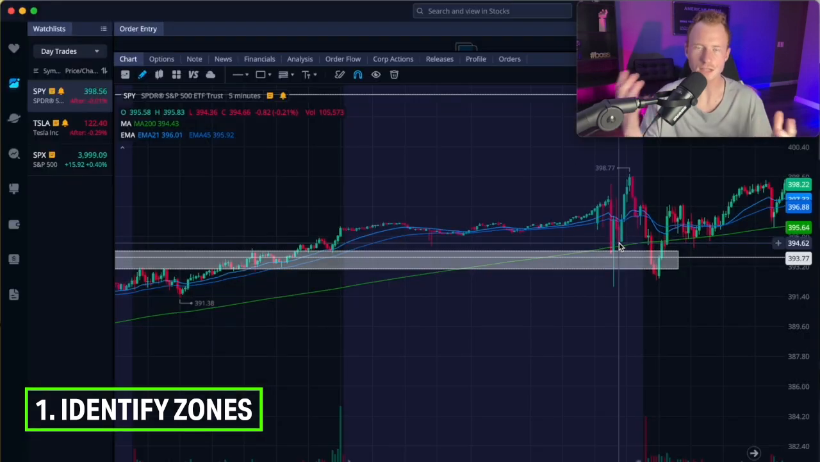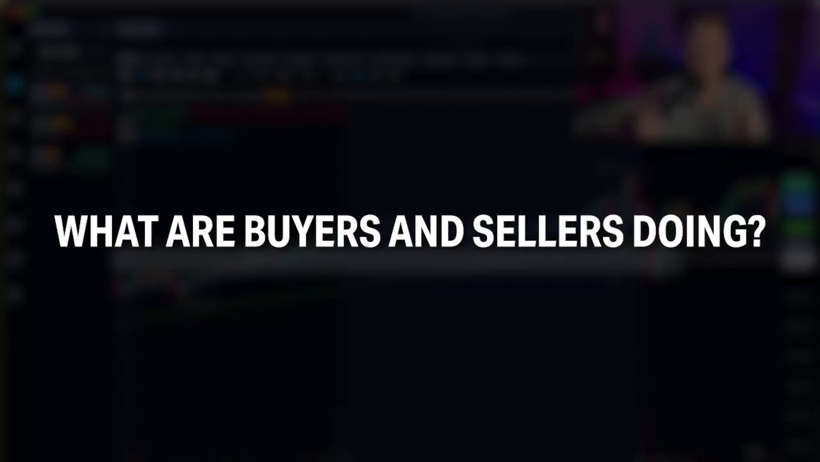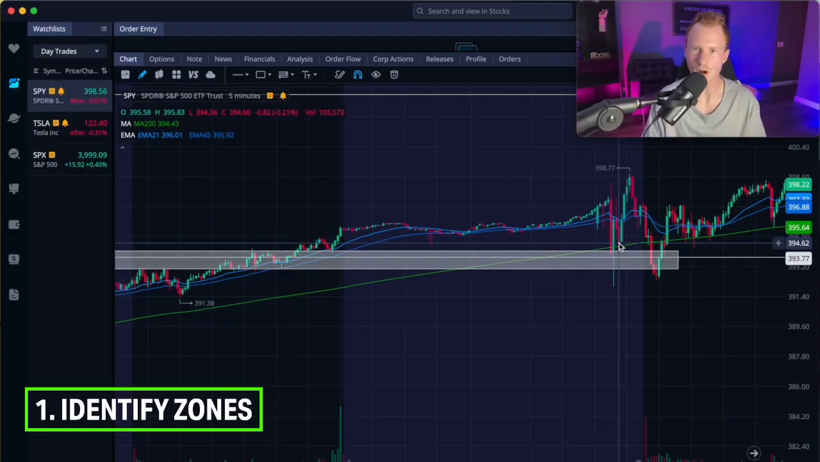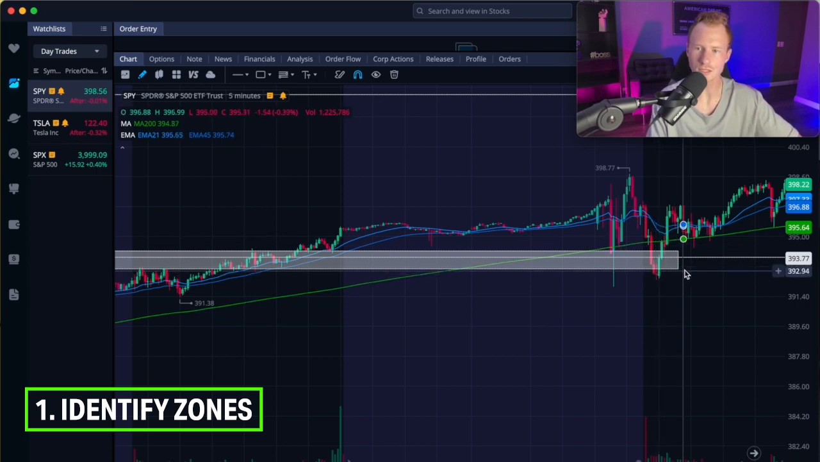Again, this isn't like magic stuff. It all comes down to what buyers and sellers are doing, right? That's all these candles and charts really are. It just tells you what buyers and sellers are doing, which is supply and demand. This is why it's such an important concept in trading, and to really look at these levels and study it.